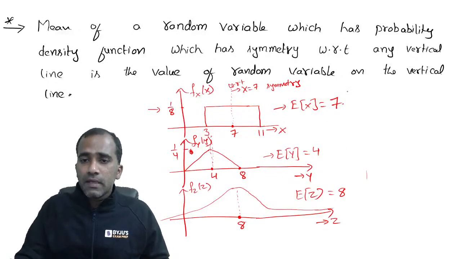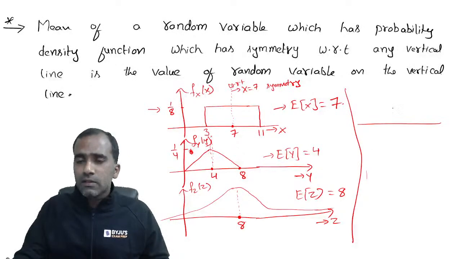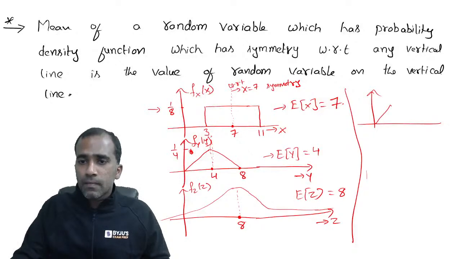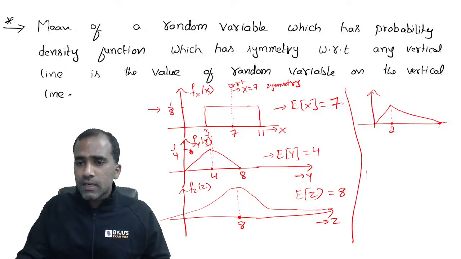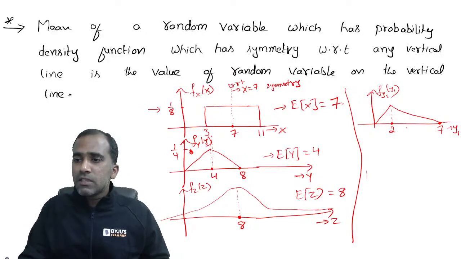Fine. So there can be other shape without symmetry, PDFs also will be there. I'll give you some triangle shape itself, but without symmetry. Something like this. Let's say this is 2 and this is 7. Y1, let's say. This is the PDF f_Y1 of y1. So is this having any symmetry? No symmetry. With respect to 2, definitely no symmetry. There is no symmetry here, right?